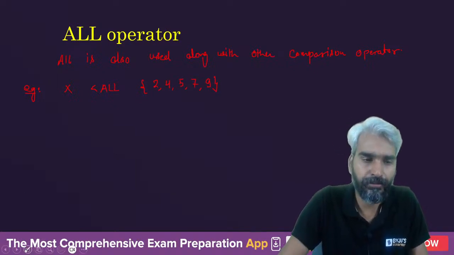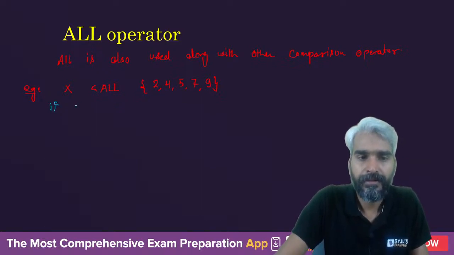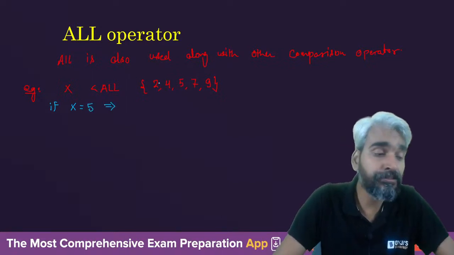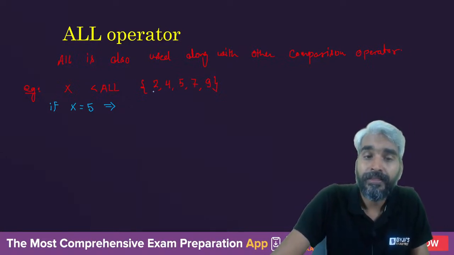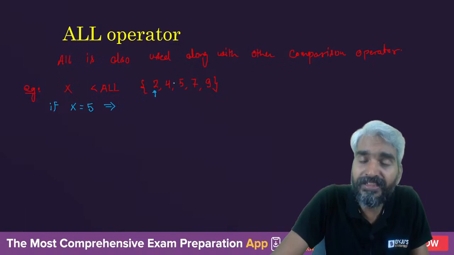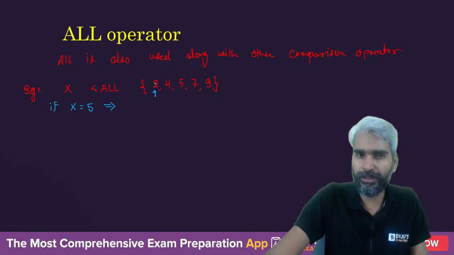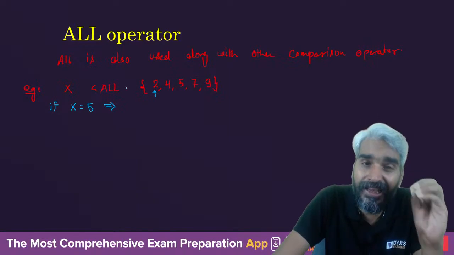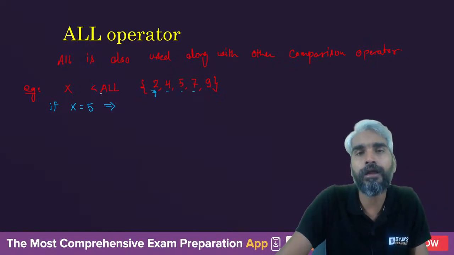If this is the scenario, and if x equals 5, is 5 less than all the elements of this set? No, sir. It will check 5 less than 2? No. So the moment it checks that 5 is not less than 2, all will return false. If any of the tuples of this set fails the comparison condition, then all will return false.